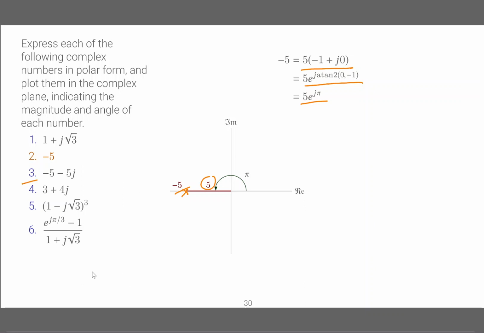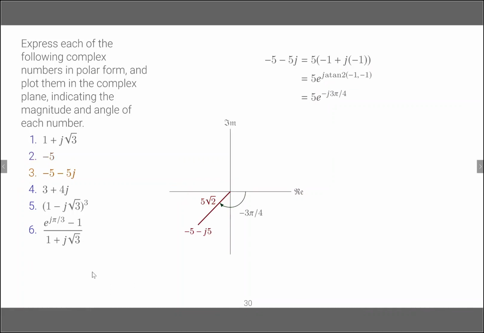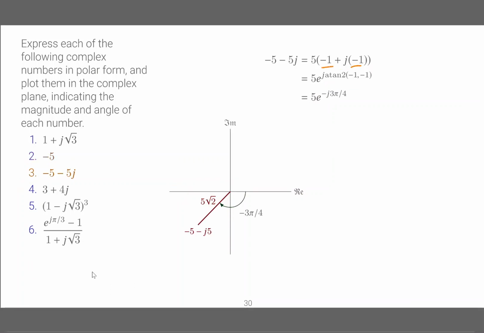Okay, then this one, minus 5j. In this case you can see minus 1 and minus 1 are the components. When you compute the angle using atan2, you don't get pi by 4, remember, you get minus 3 pi by 4. So its magnitude is 5 square root of 2. So here is the complex number right here, and this is the angle, minus 3 pi by 4.